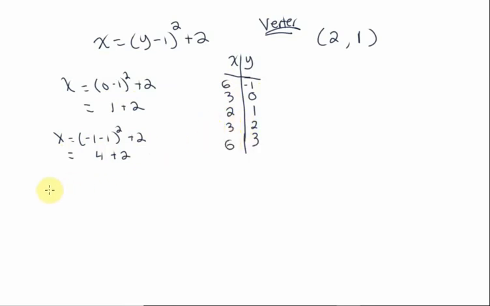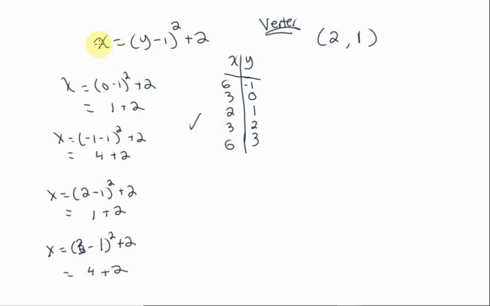Let's check that. So if I plug in 2 minus 1 squared plus 2, let's see. 2 minus 1 is 1. 1 squared is 1. 1 plus 2 is 3. That's good. Now let's check this one. What are we plugging in? 3. I'm so crazy. 3 minus 1 squared plus 2. That is 2 squared is 4. 4 plus 2 is 6. Awesome. So just remember, when we switch the x and the y, the vertex form is backwards.